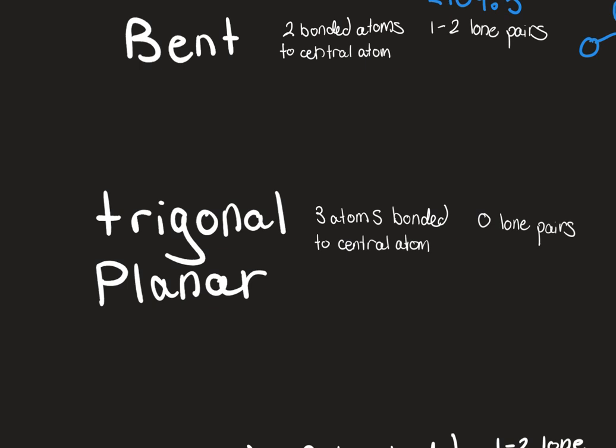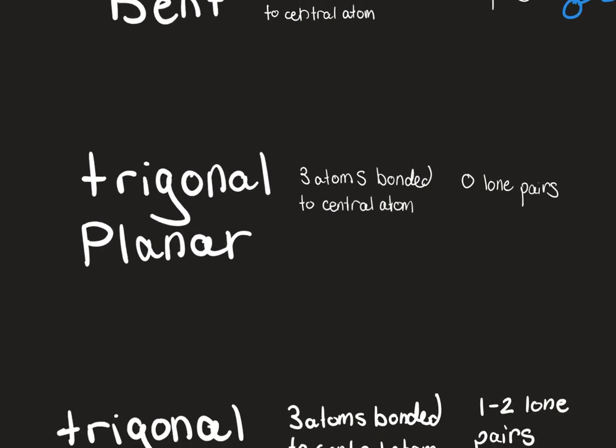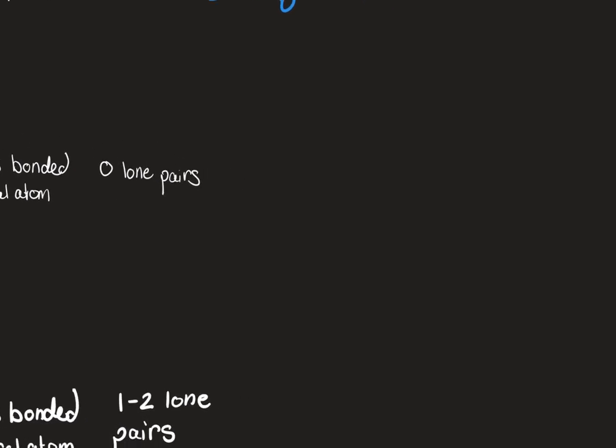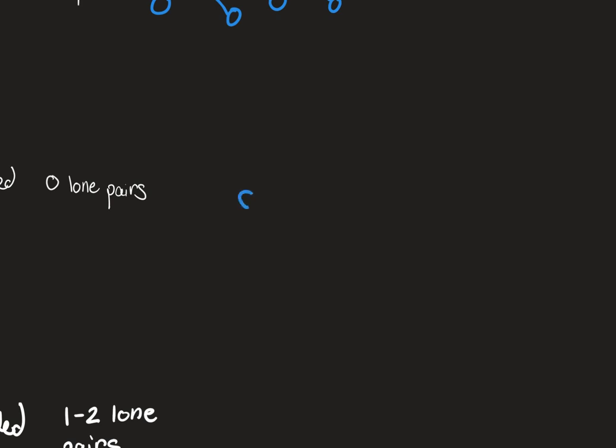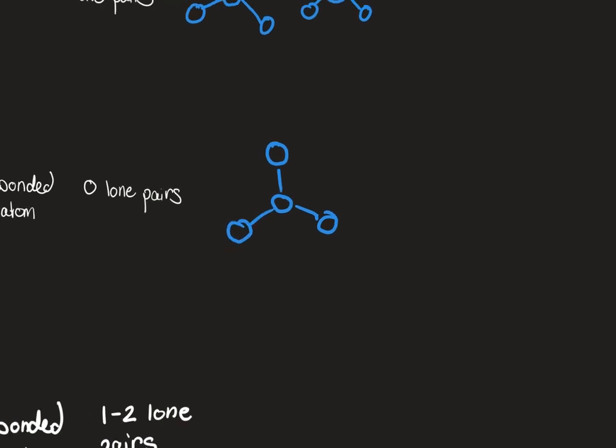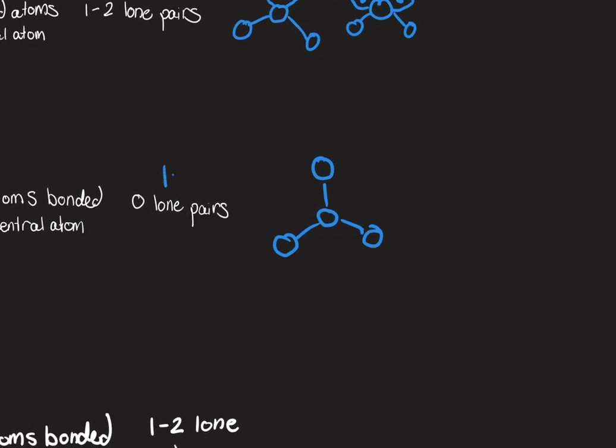All right, and then we have trigonal planar. Trigonal planar is 3 atoms bonded to a central atom and 0 lone pairs. So that will look something like this. Okay, so we have 3 atoms bonded to a center atom. We have no lone pairs, and we're gonna have a bond angle of 120 degrees, okay?